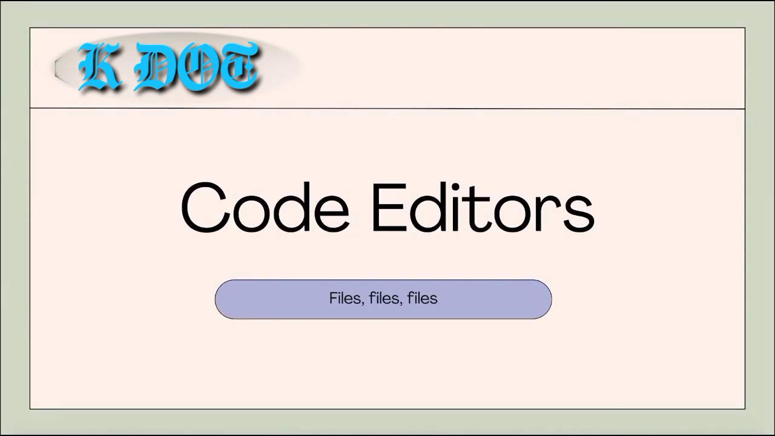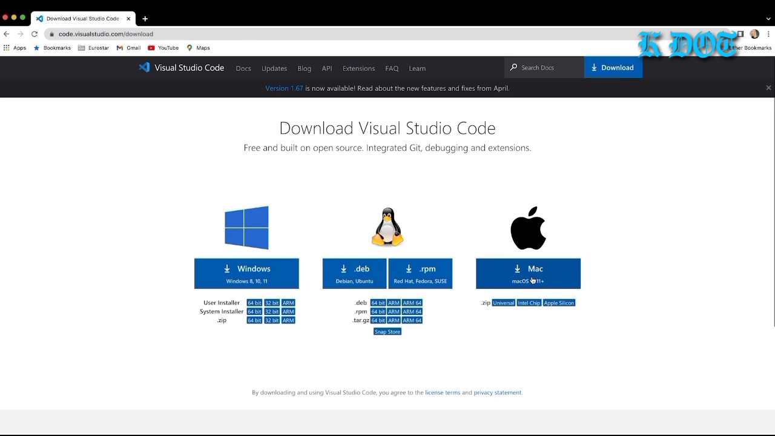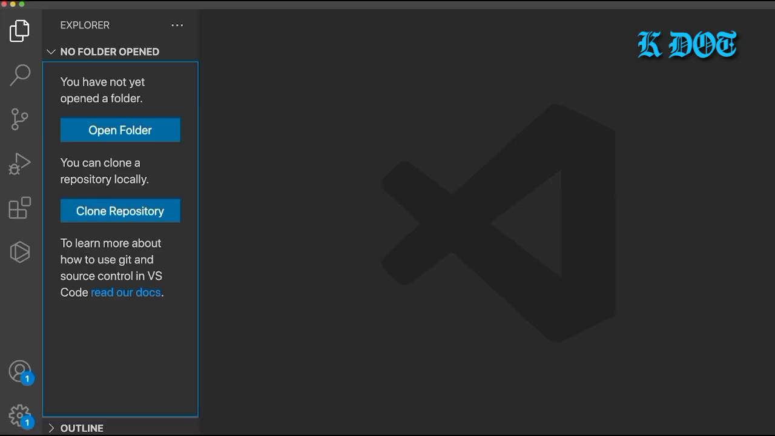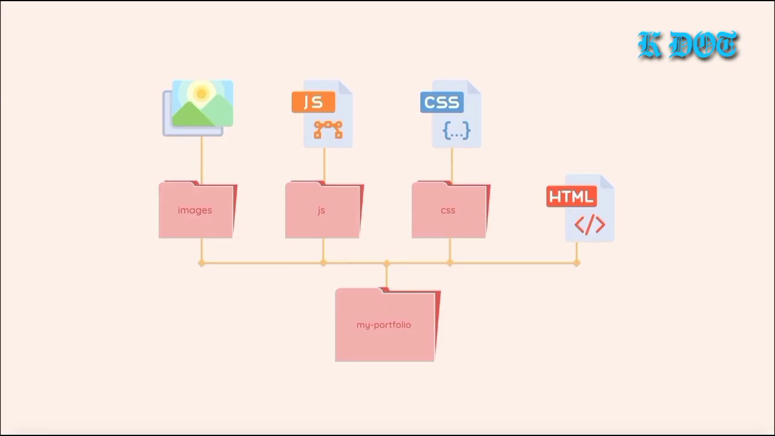Okay, so by now we should have our preferred code editor of choice up and running. As mentioned in the previous section, I will be using VS Code on my Mac. This means I have downloaded it and it should look like this on your computer when it opens up. The next thing we need to decide is where our project is going to live.